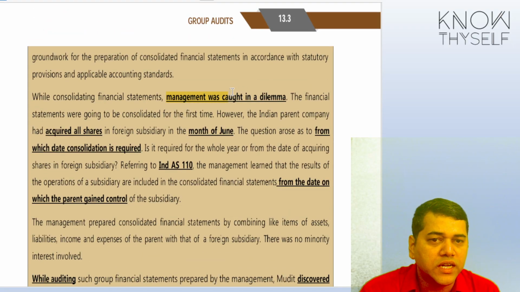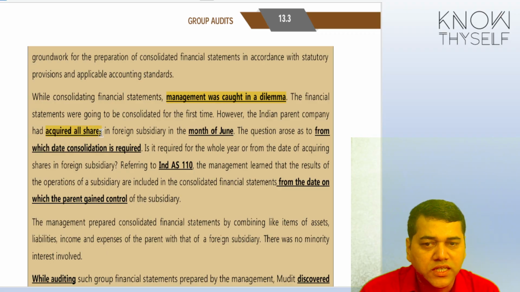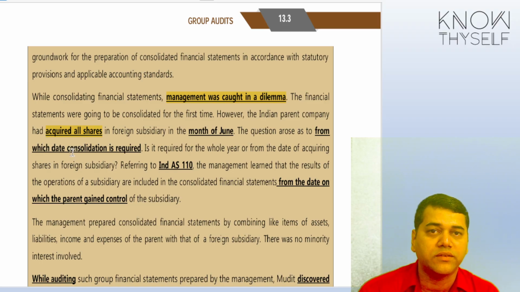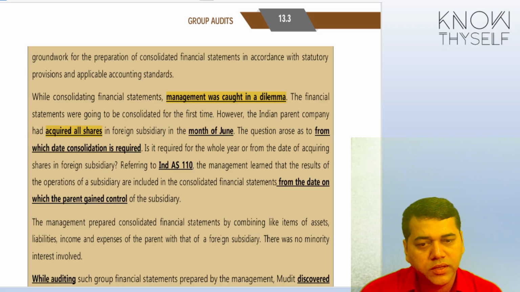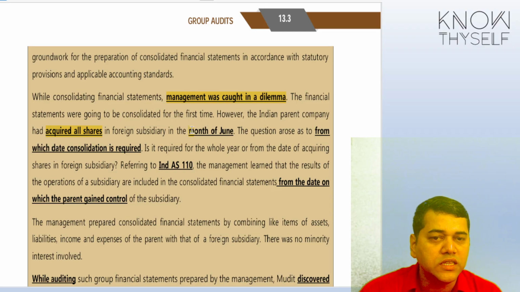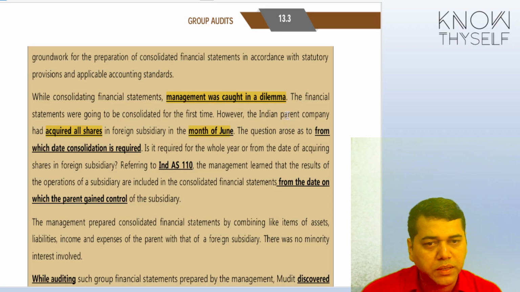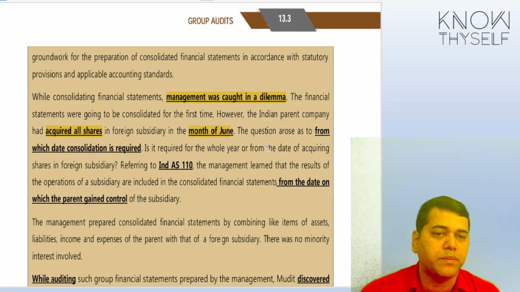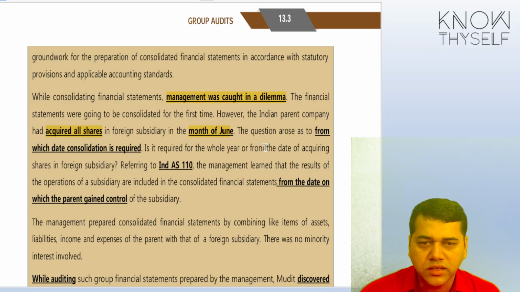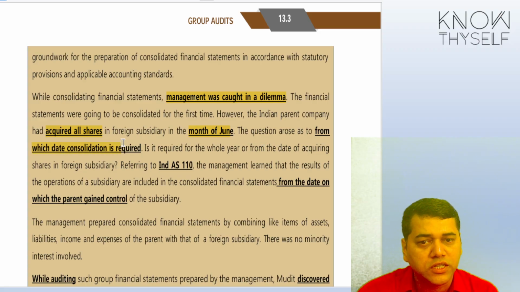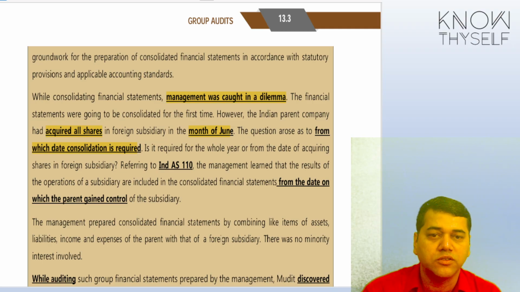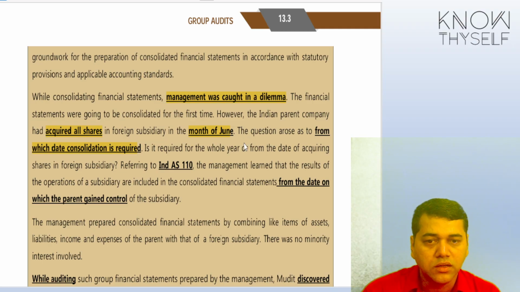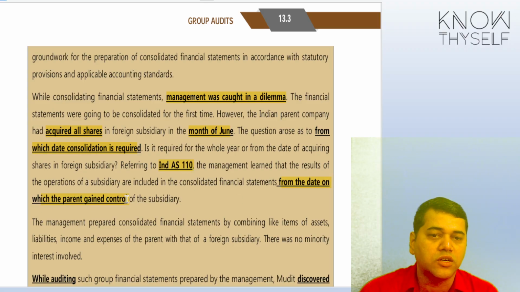Now the management was caught in a dilemma because they have acquired all the shares. First thing, there was a confusion: should we prepare CFS? The answer turned out to be yes, CFS has to be prepared. Second problem they got into, they acquired the shares only in the month of June. Now they got a confusion: should we prepare the consolidation from April or from June? Again, who will give you guidance? Ind AS 110 tells that you should start consolidation from the date it is acquired. So, date of acquisition is very important because we come across the post-acquisition reserve, pre-acquisition reserve, calculation of the goodwill. Ind AS 110 says that from the date when you have gained the control, you have to prepare the CFS.